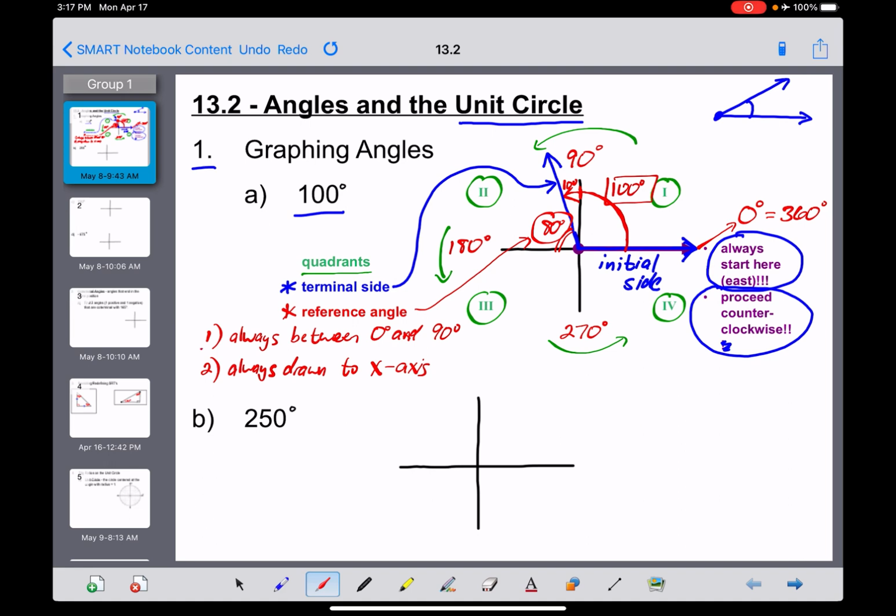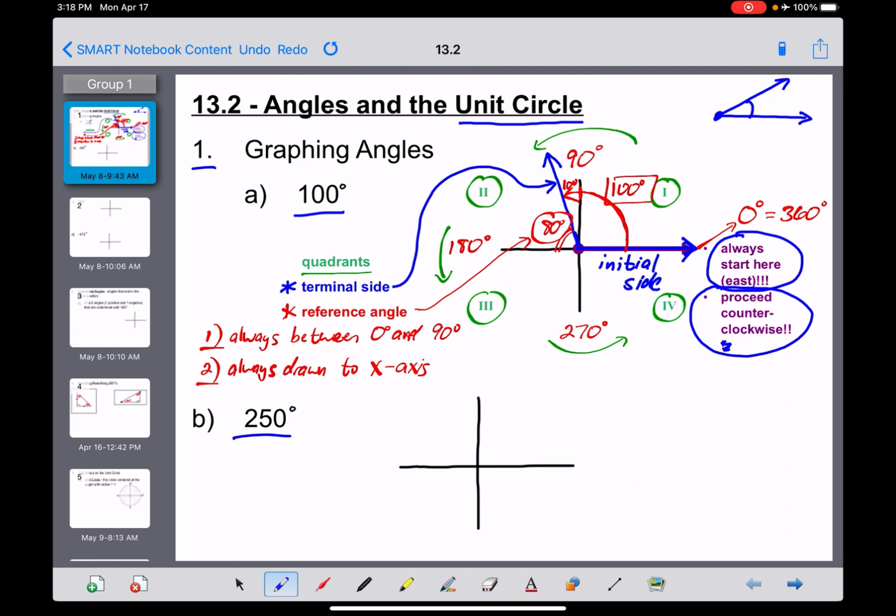So these two rules always need to be followed for a reference angle. It's always between 0 and 90, always drawn to the x-axis. A lot of people would tell me the reference angle here would be 10 degrees, but that would be drawn to the y-axis, not to the x-axis, and that's why that one is wrong. Okay, so that's a decent amount of vocab within that first problem. Okay, I said there was going to be no vocab and I lied, sorry. But let's go a little faster through the rest of these.